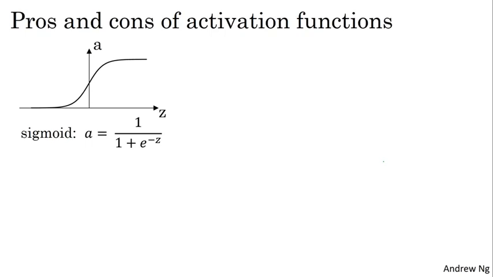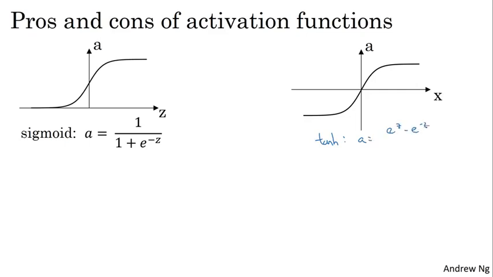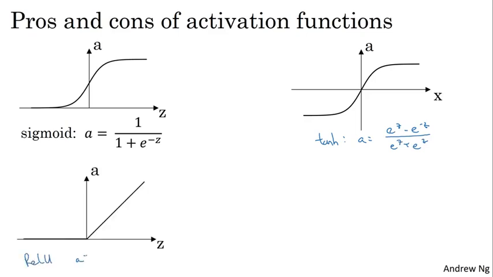So let's just quickly recap the pros and cons of different activation functions. Here's the sigmoid activation function. I would say never use this except for the output layer if you are doing binary classification, or maybe almost never use this. And the reason I almost never use this is because the tanh is pretty much strictly superior. So the tanh activation function is this. And then the default, the most commonly used activation function is the ReLU, which is this. So if you're not sure what else to use, use this one.